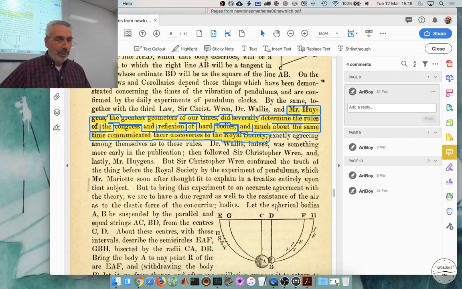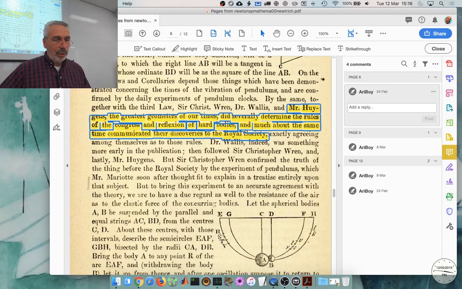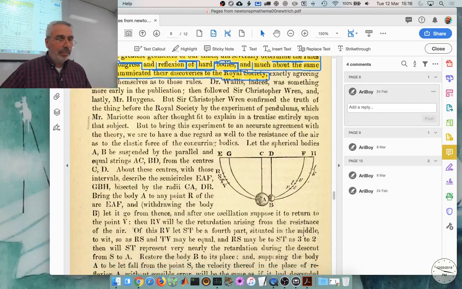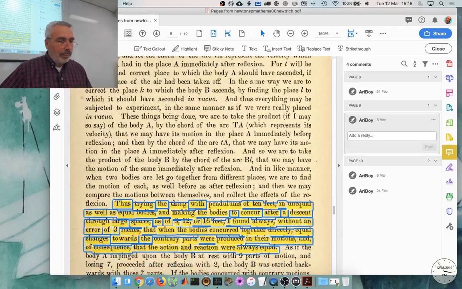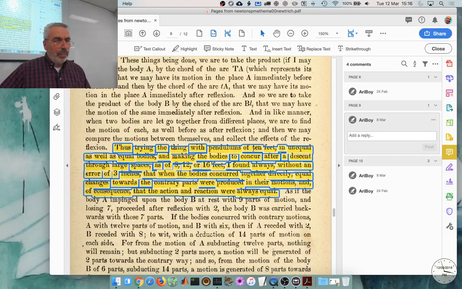Oh yeah, here you see the experiment, right? With the two balls from a certain height, and here from a certain height, and he measures that. Thus trying the thing with pendulums of 10 feet in equal as well as equal on opposite bodies, and making the bodies to concur after descent through a space so many feet, I find always, without an error, 3 inches, that when the bodies occur together directly, equal changes towards the contrary parts. So the English is very complex, but the idea is, when he repeated the experiment, he always found the same reflection, actually.